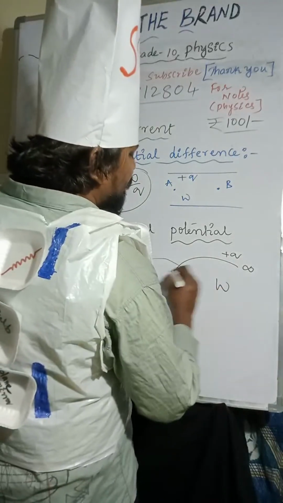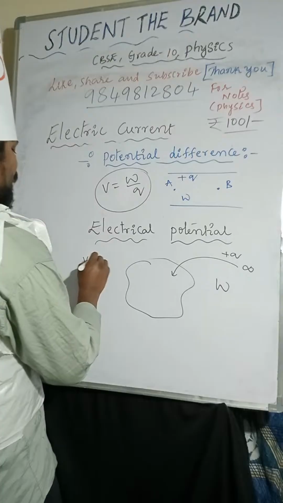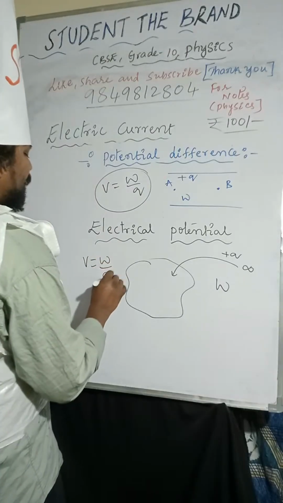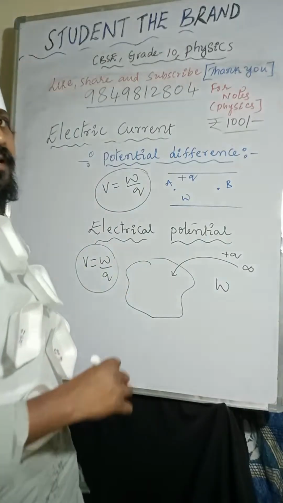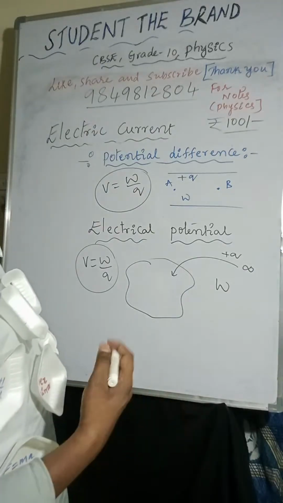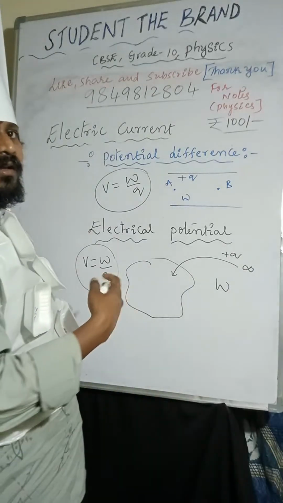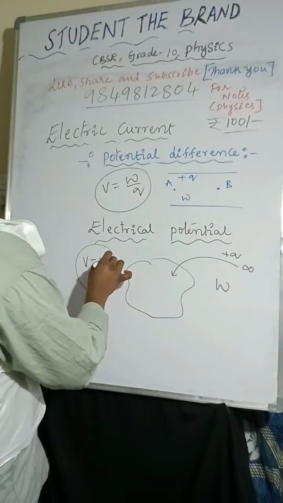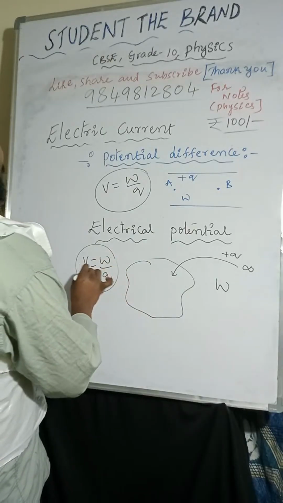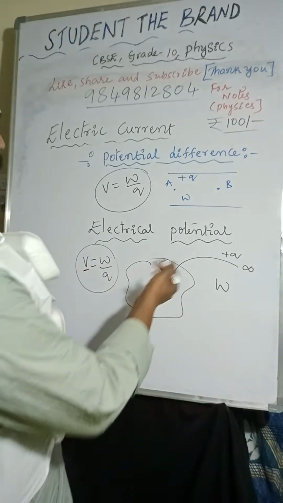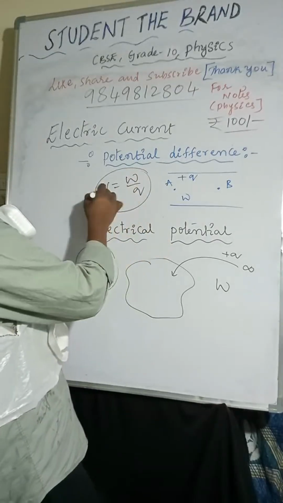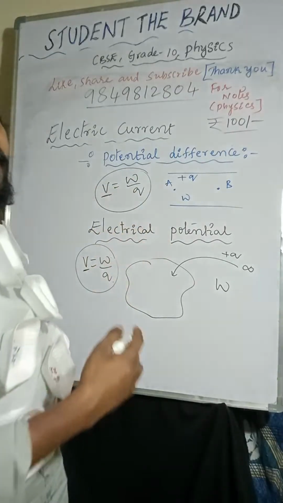Same formula, V equal to W by Q. W is the work, Q is the positive charge, V is the potential difference or electrical potential. We denote them with the same letter.